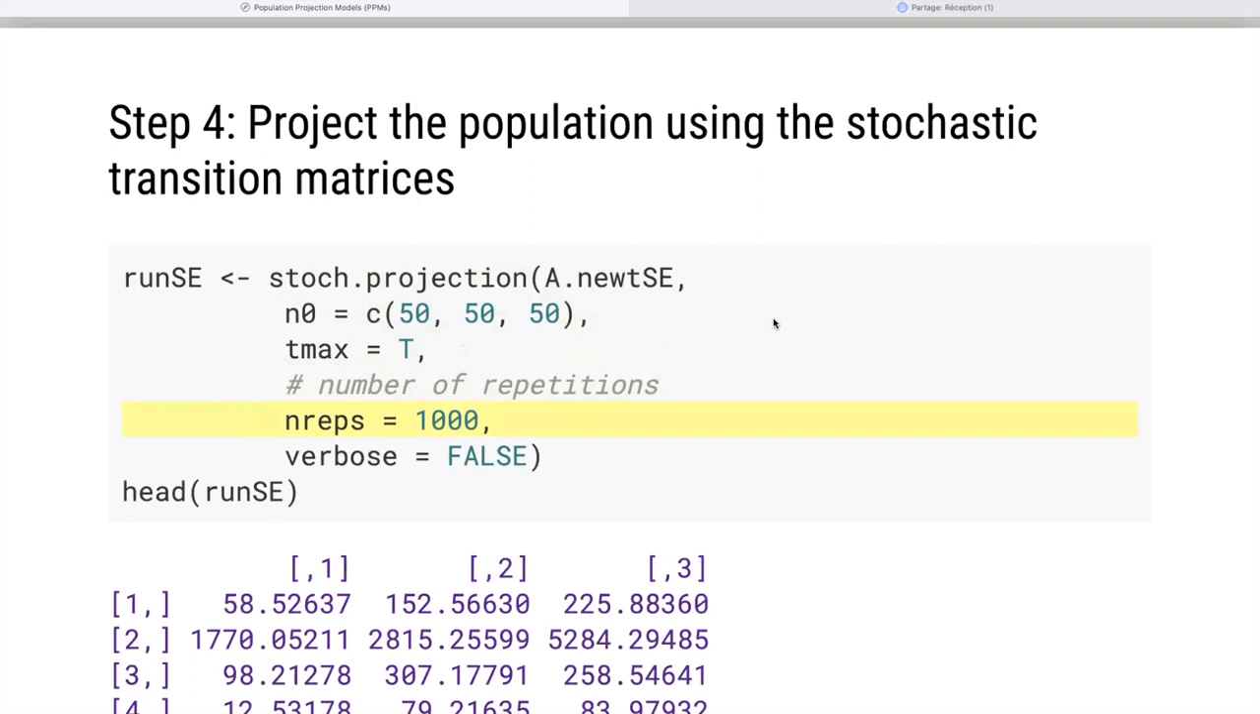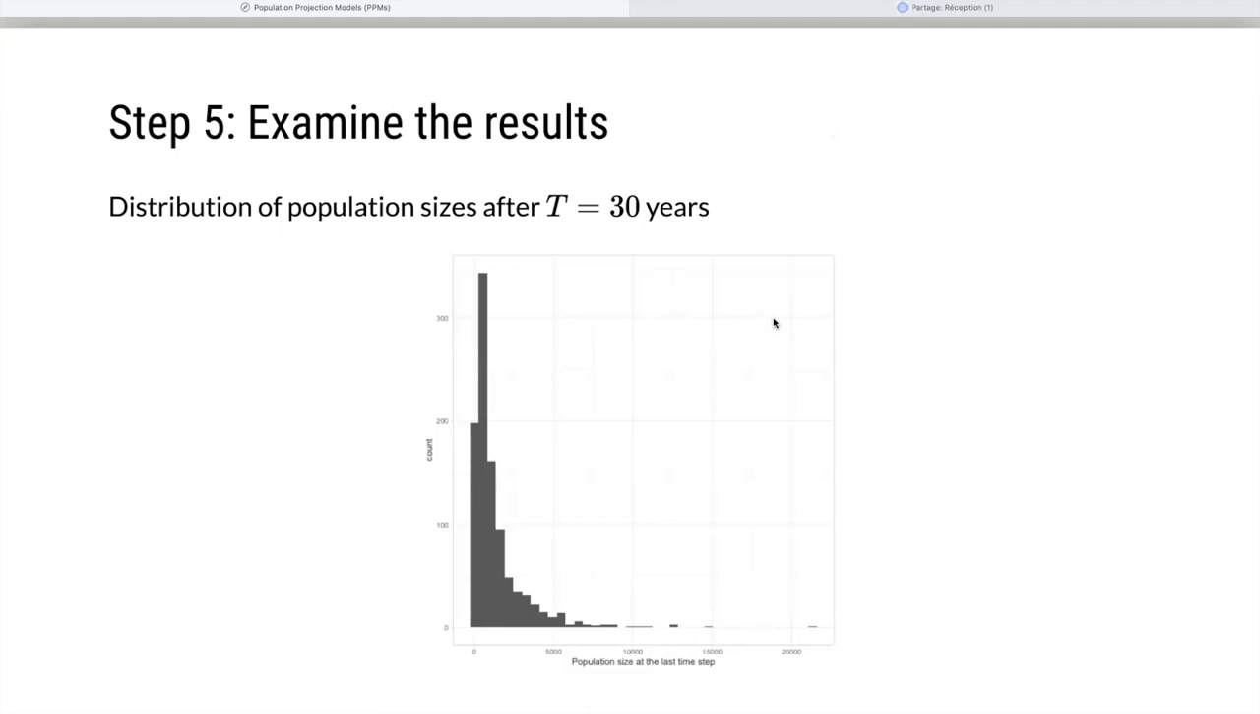So if we run the projection for 30 years, we can look at the distribution of population sizes at the last iteration. We see that a lot of them are close to zero, which is not a very good sign for the newts. And a few populations have grown very, very big just due to the random occurrence of several good years in a row with high demographic parameters.